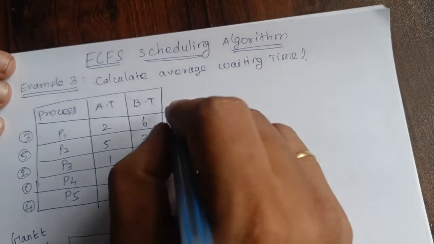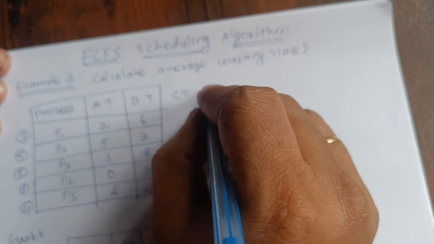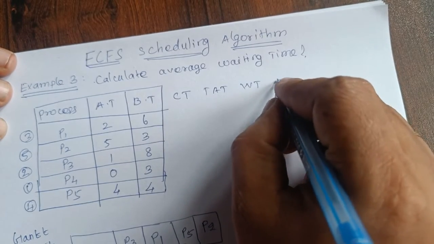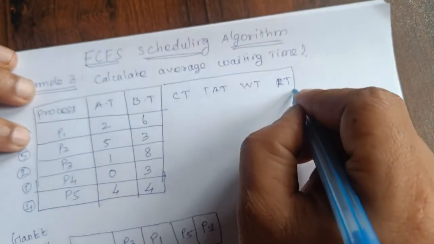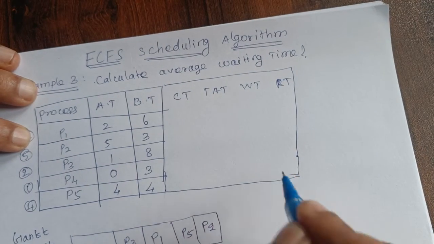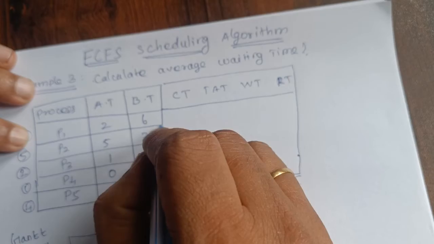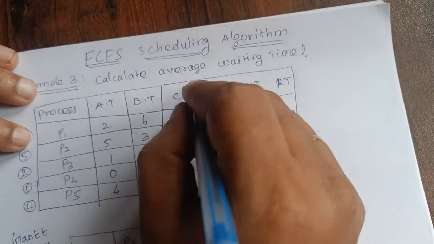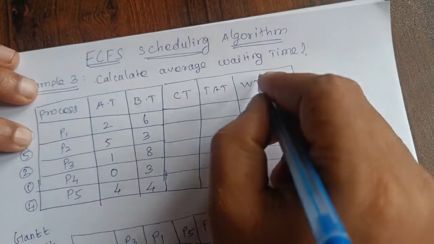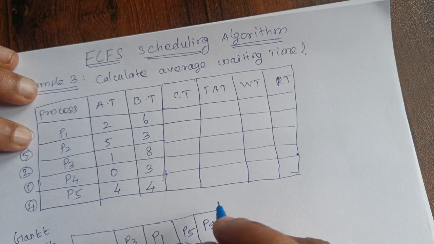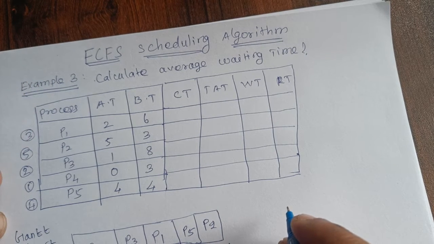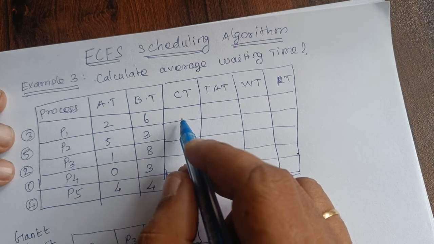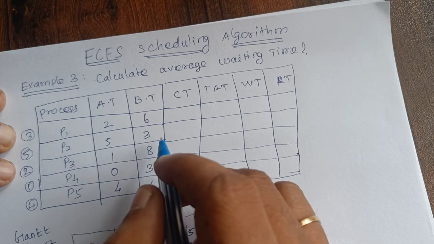Now we'll calculate the completion time, turnaround time, waiting time, and response time from this Gantt chart. Let me complete this table, then you can easily understand how we calculate the waiting time, turnaround time, response time, and completion time, and finally the average waiting time. The completion time means, for each process, the time at which it completes.